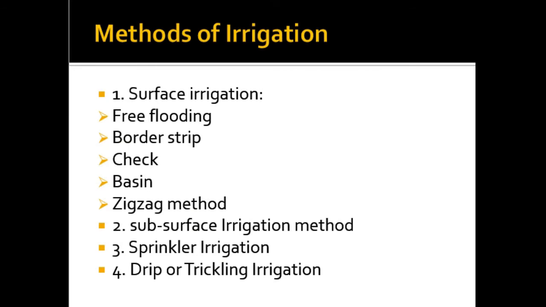Now, after going through the different systems of irrigation, we will proceed to the different methods of irrigation. The different methods of irrigation can be classified as: first is the surface irrigation method, second is the subsurface irrigation method, third is sprinkler irrigation, and fourth is the drip or trickling irrigation method.